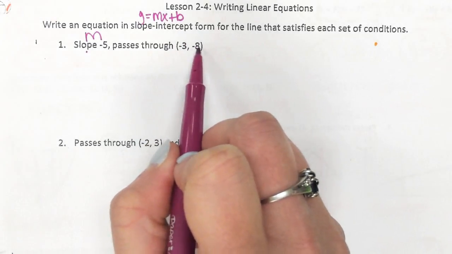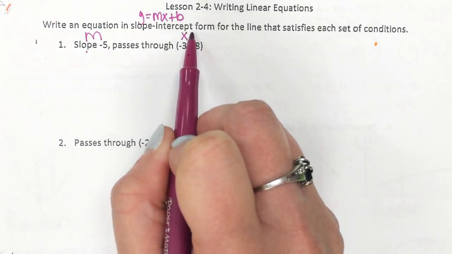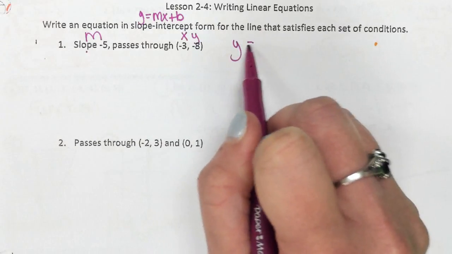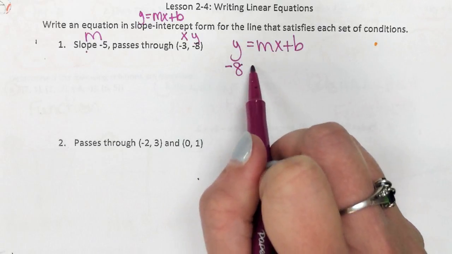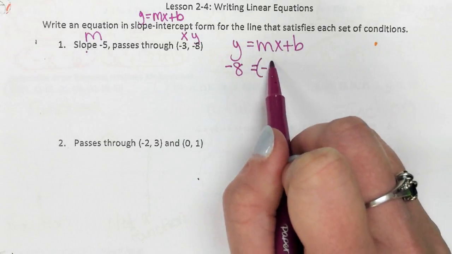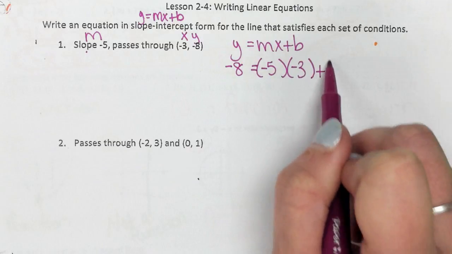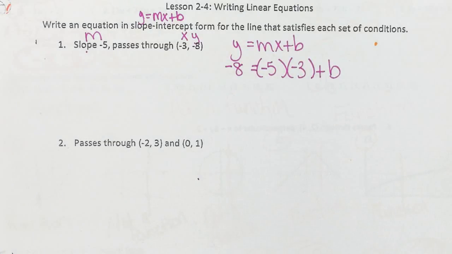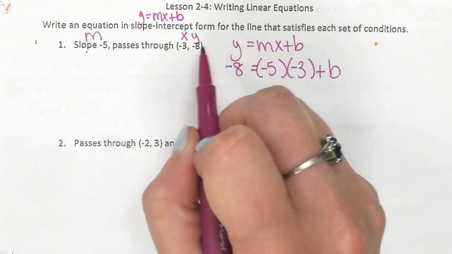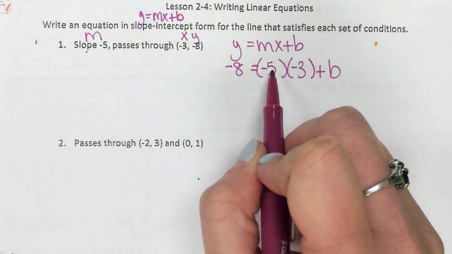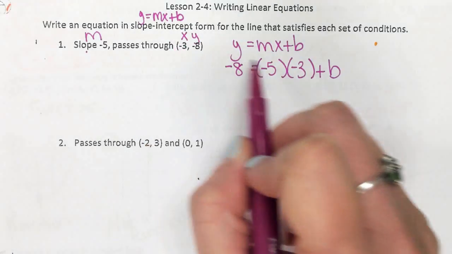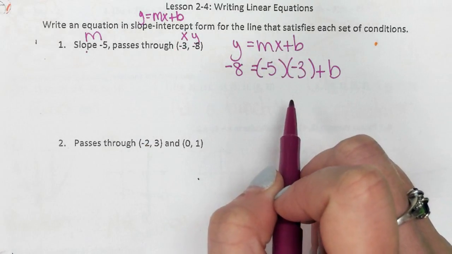And what are these two guys right here? Those are the x and y variables. There you go. So y equals mx plus b. The y is -8, and then -5 times -3 plus b. Y'all okay with what I did there? Right here, the y is -8. The slope was -5. Then this is x, that's -3, and then plus b.